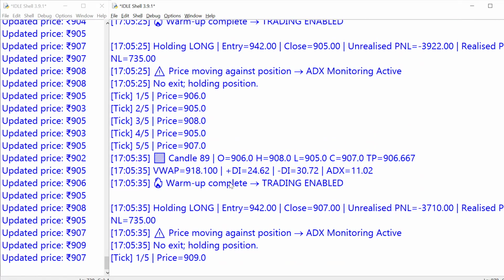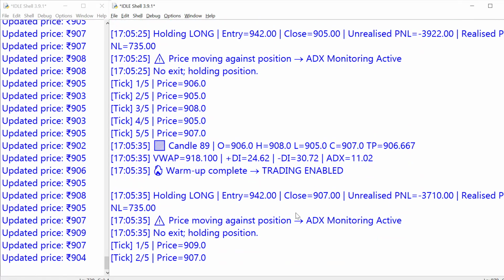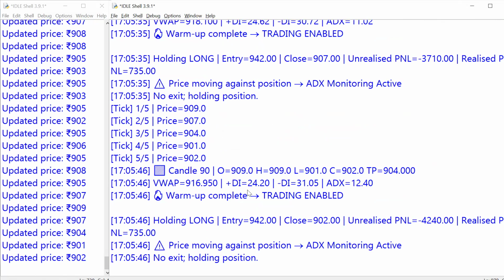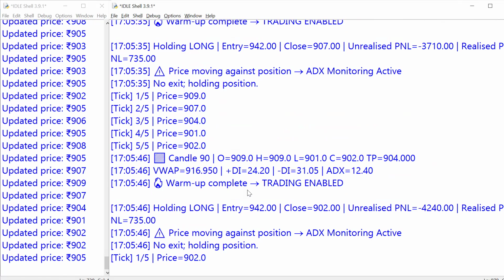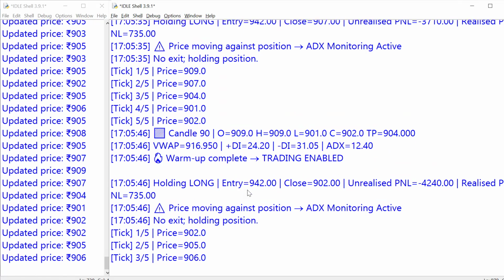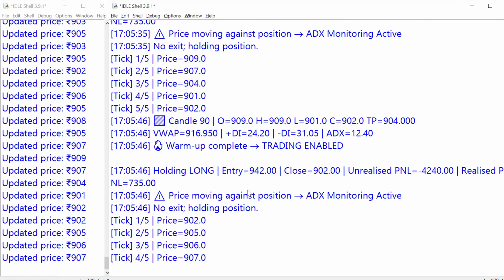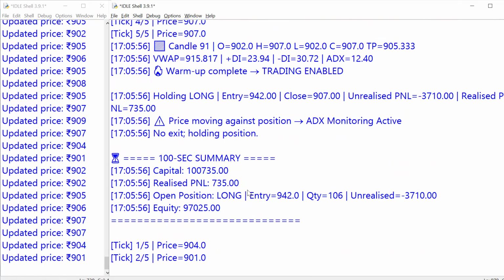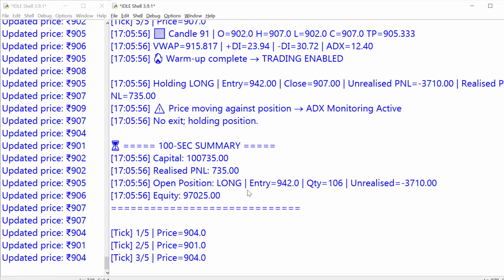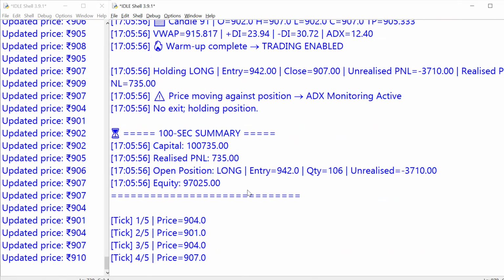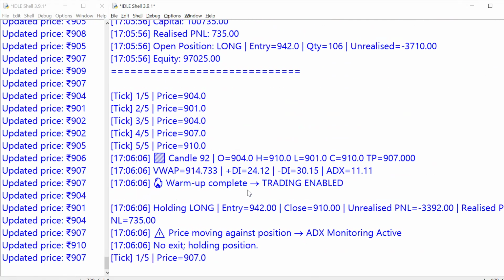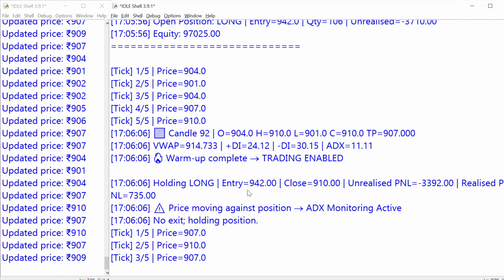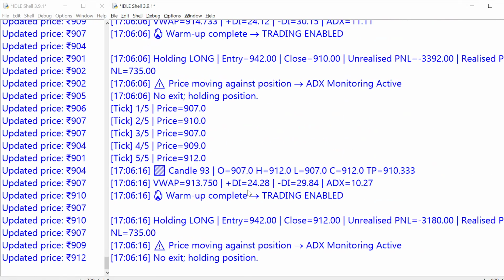ADX is monitoring. See, the price is against us almost 30 points. But okay, now it's becoming worse and worse. It's almost 40 points against us. ADX is not at all ready to book the loss. It says, okay, wait. And I just want either it should book a stop loss, or the loss should decrease. The price is coming up again because ADX understands the trend has still not changed.